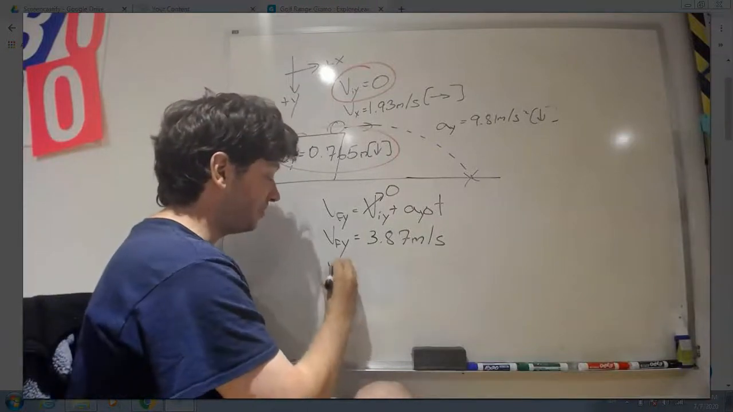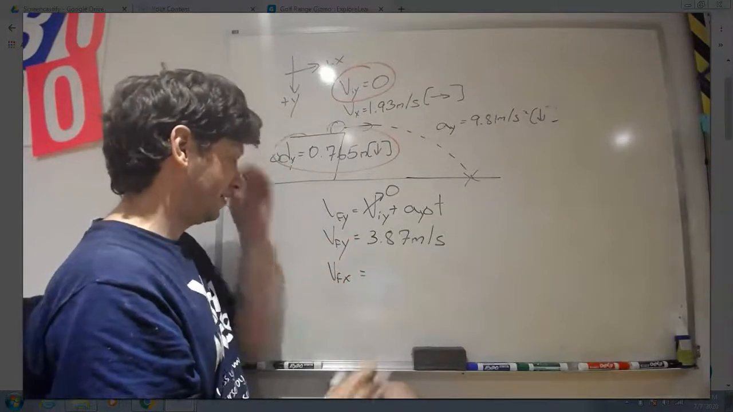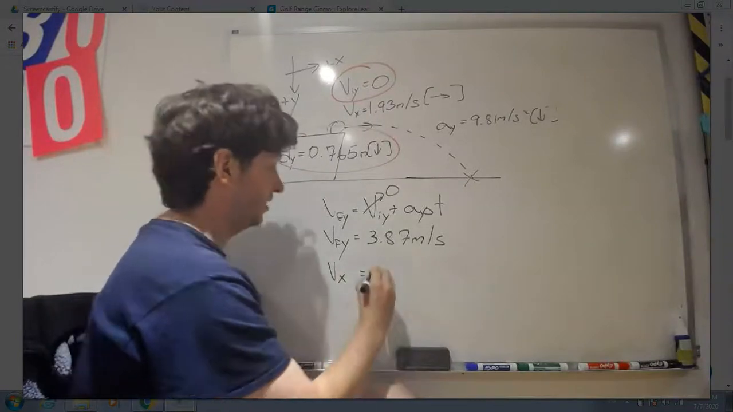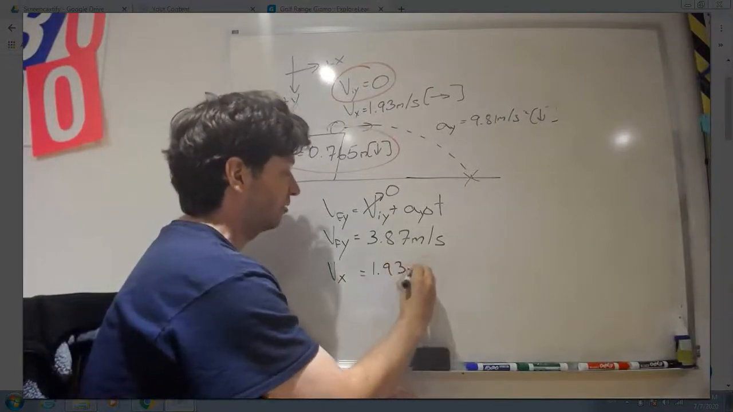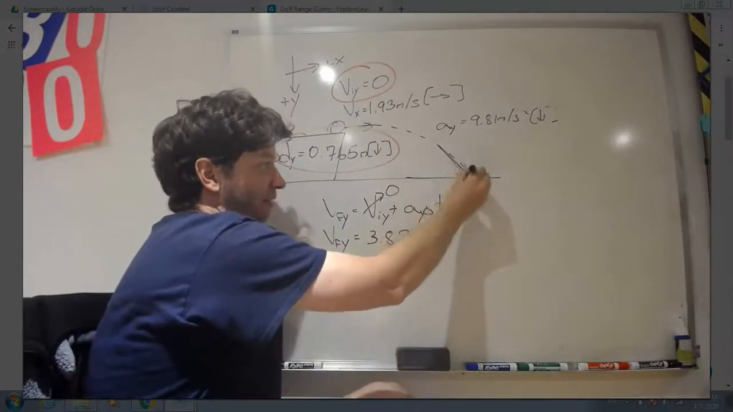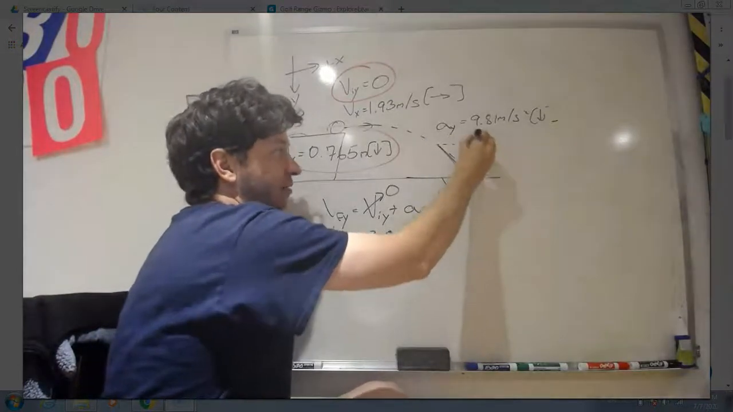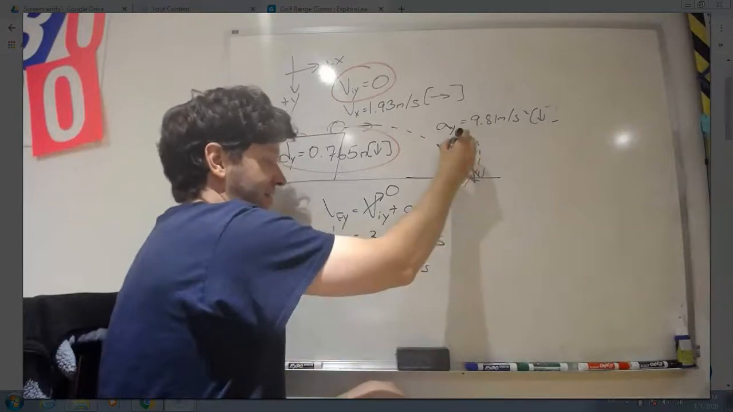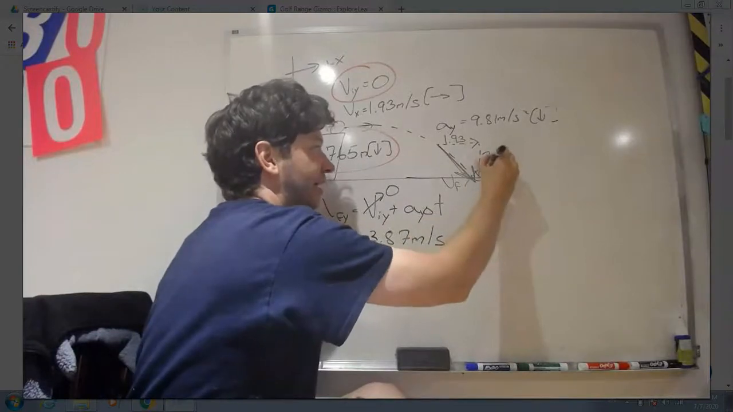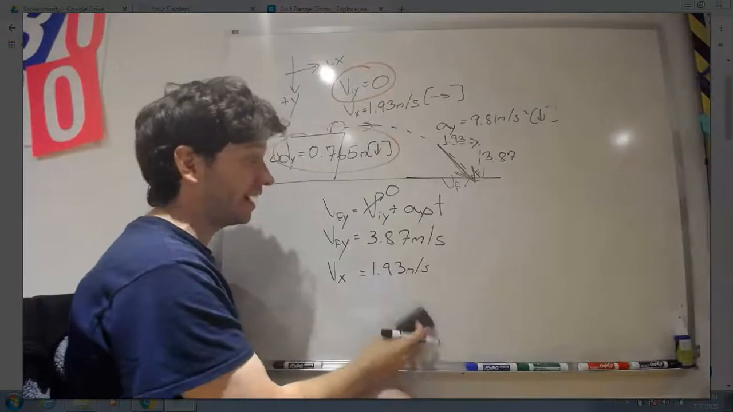Now the x component I know. It's the same as the initial velocity in x, or I can just write vx, because there's no acceleration in x. So that's 1.93 meters per second. So if I were to write this vector, which is vf, and split it into x and y components, this is our x at 1.93, and this is our y at 3.87. What I need to solve for is that hypotenuse. That's what the question is asking.